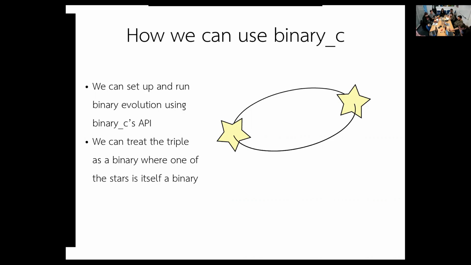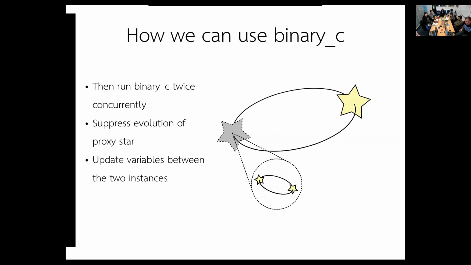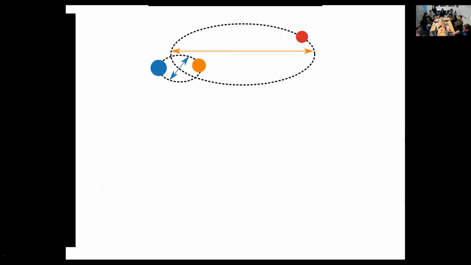So we can run a binary, or specifically two binaries, using the API that we've already heard about from Rob. And then we can sort of tinker with it a bit so that it treats one of the stars in the binary as itself a binary. So we run the API twice, and then we sort of pass data back and forth between the two systems to make sure everything stays consistent. Basically, at this stage, that just means the mass. And so we can run an example system of this.